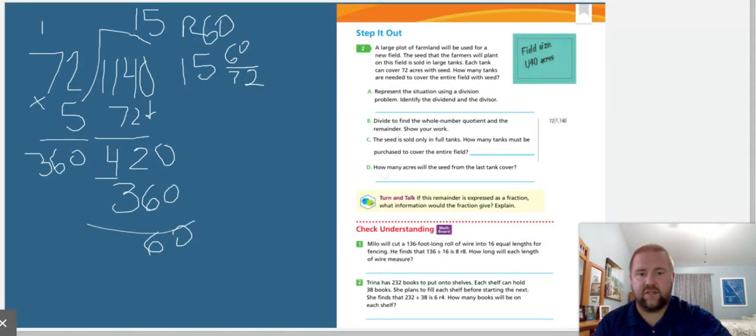All right. So now this says, how many acres will the seed from the last tank cover? So we have 15 tanks here that are full, and then there still are going to be 60 acres out of 72 left that still need to be filled. So the question is, how many acres will the seed from the last tank cover? We're going to have to get another tank to cover 60 acres. And the way I know that 60 represents the acres is because this 72 on the bottom as my divisor is acres. So that's how many full acres can be covered. And we have 60 that we still have to have covered.